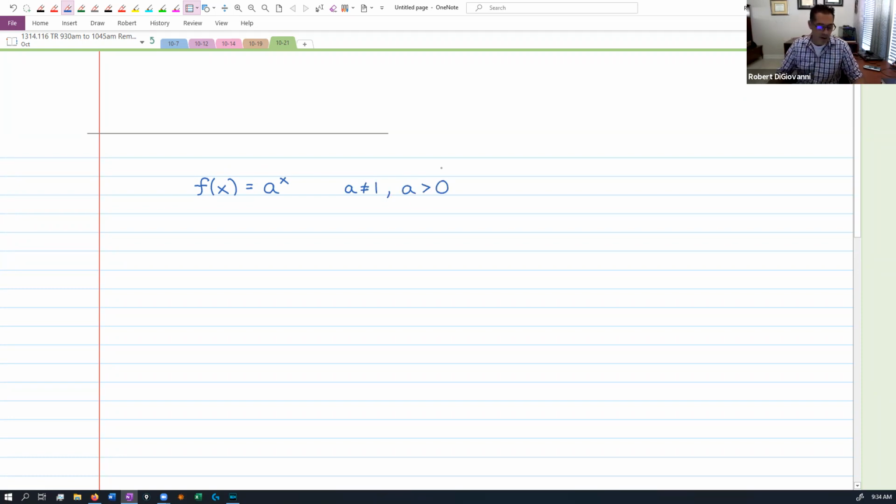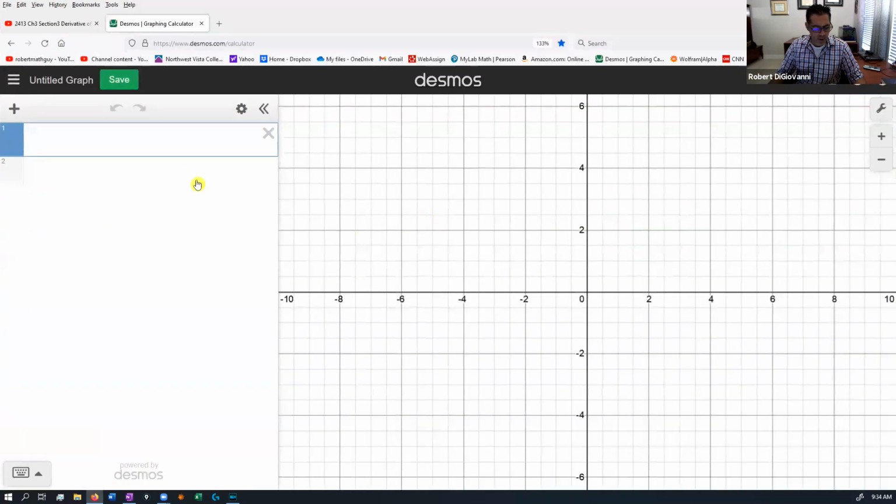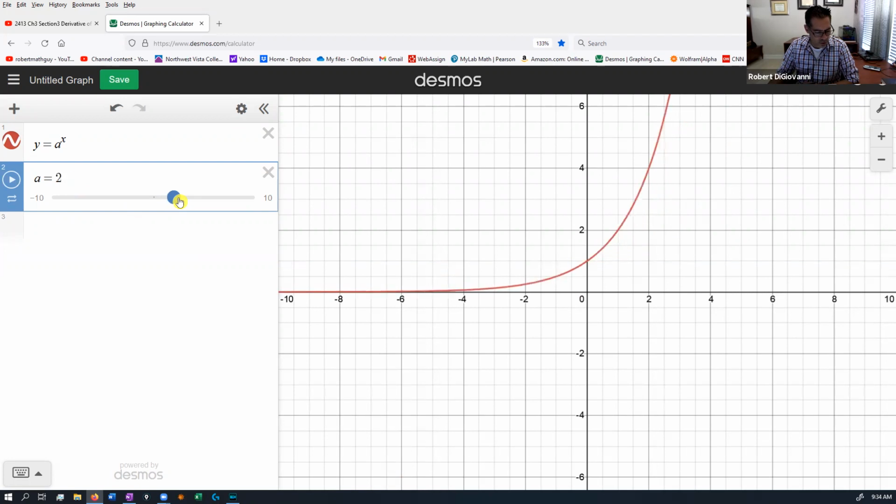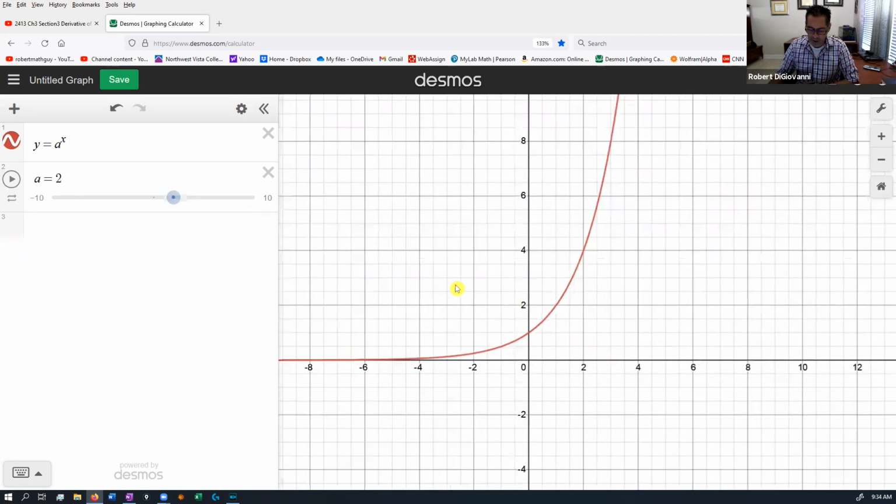So let's take a look. I'm going to use my computer to graph these, even though we have already done this. I want us to see what happens if we change that a, the base, that number on the bottom. I'm going to graph y equals a raised to the x power, and I'm going to be able to control the value of a. Right now a is 1, and remember, we said a can't be 1. So let me move a to 2. That was the example I gave you.